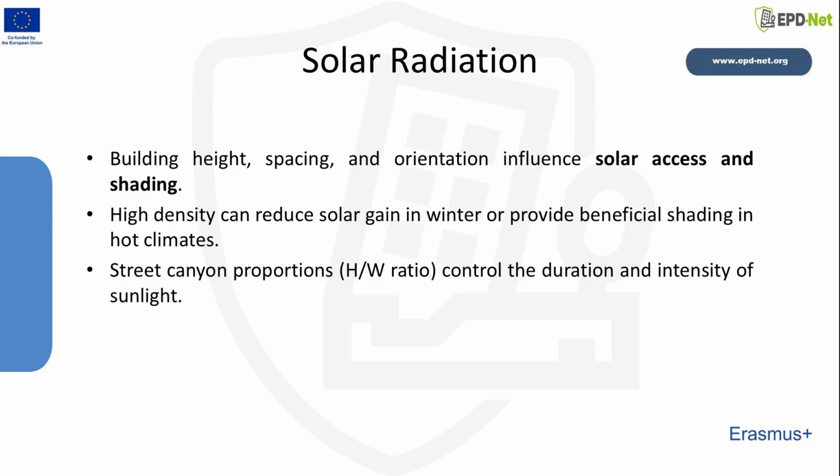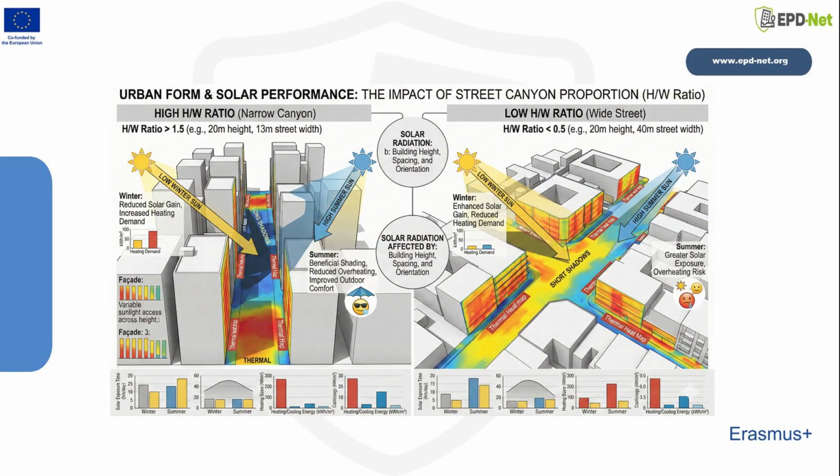However, in hot climates, the same compactness can provide beneficial shading, reducing overheating and improving outdoor thermal comfort. An important parameter in this context is the street-canyon proportion, commonly expressed as the height-to-width ratio, or H/W ratio. This ratio controls both the duration and intensity of sunlight penetration into urban spaces. Narrow canyons with tall buildings create longer shaded periods, while wider streets allow greater solar exposure.